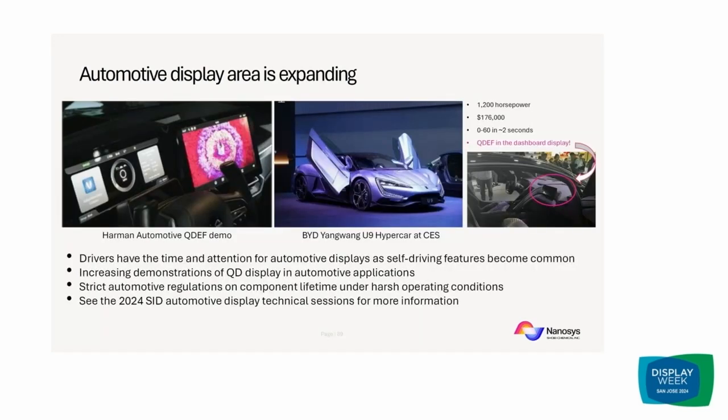Automotive display area is definitely expanding. We're seeing a lot of interest in this. Partially this has to do with advances in self-driving, that the more drivers have the time and attention for the displays, the more important they are to the design of the vehicle. So we're seeing a lot of increased demonstrations of quantum dot displays in automotive applications. This is a particular demo of an amazingly impressive car. This is a 1,200 horsepower, 0 to 60 in 2 seconds. And just like we were excited to see QDEF on the set of Dune, we're excited to see QDEF in the dash display of this hypercar on display at CES.